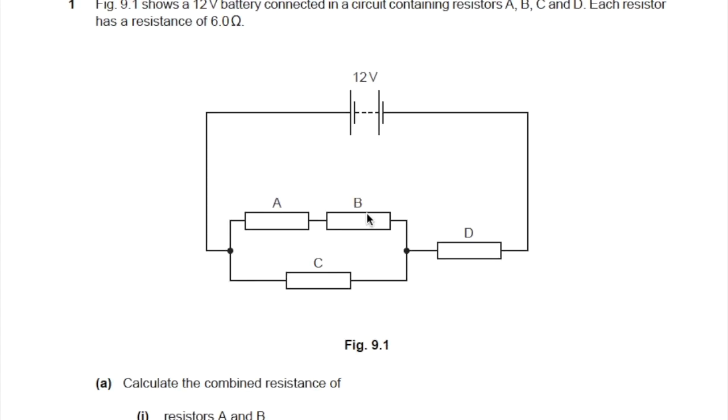Next, here it shows a 12 volt battery, but then there are 4 resistors. First identify whether they are parallel or series or a combination of both. In this question, there is a combination. A and B are in series, which is connected to C in parallel, and this entire A, B and C combination is connected in series with D. This is the type of question you should be familiar with. So you have 3 resistors, and this combination is in series with D.